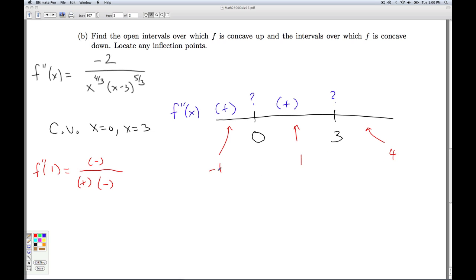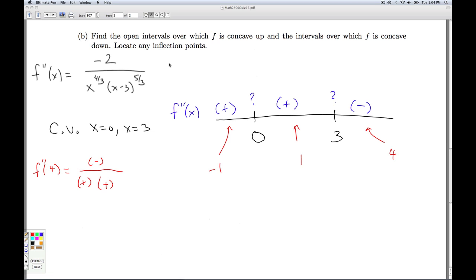Finally, I plug in 4. Does anything change when I plug in 4? Well, this is negative and this is positive all the time. But now when I plug 4 into here, I now get a positive number. So a positive number to any power gives me a positive number, which means that the second derivative is negative there.